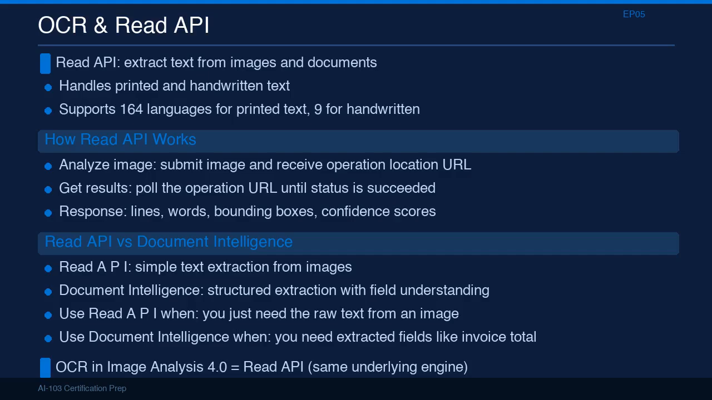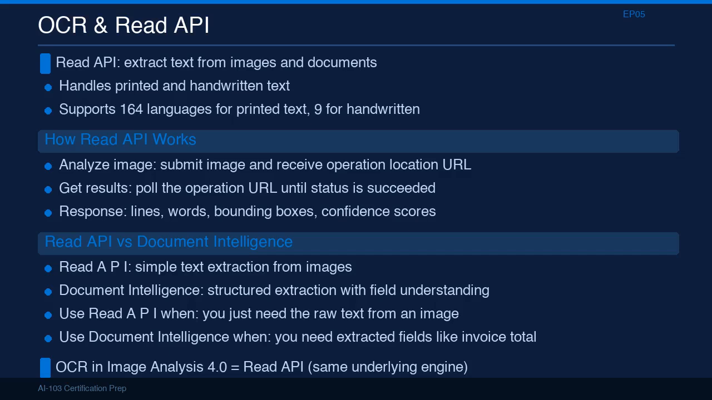The Read API is Azure's OCR engine for extracting text from images and documents. It handles both printed and handwritten text and supports an extensive list of languages. The Read API is asynchronous for large documents. You submit the image and receive a URL for the operation. You then poll that URL until the status changes to succeeded. The response includes the text organized into lines and words with bounding box coordinates for each element.